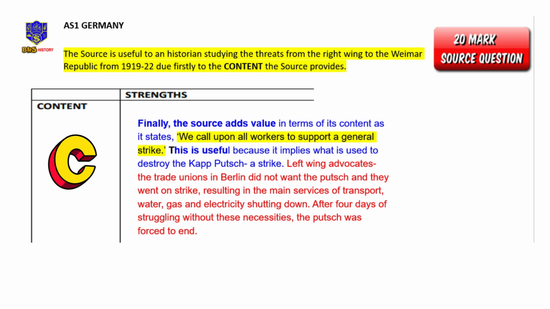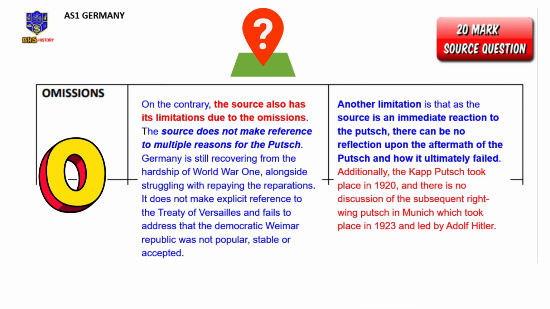Okay, good. So what do we have then next? Well, we've got omissions. So omissions, what is not there that we really expect? Well, the source is limited due to omissions. It does not make reference to multiple reasons for the putsch. It doesn't say about Germany recovering from the hardship of the war. It doesn't say about repaying the reparations. It doesn't make explicit reference to the Treaty of Versailles, okay, which actually does cause the putsch directly, and fails to address that the democratic Weimar Republic was not popular, stable, or accepted.